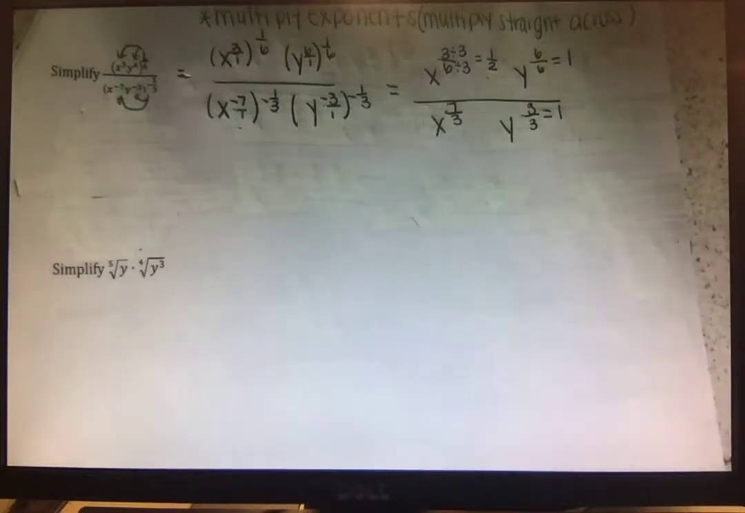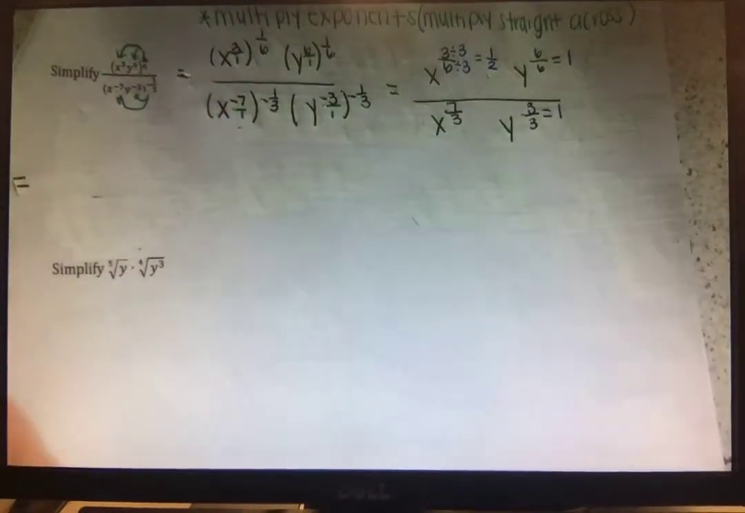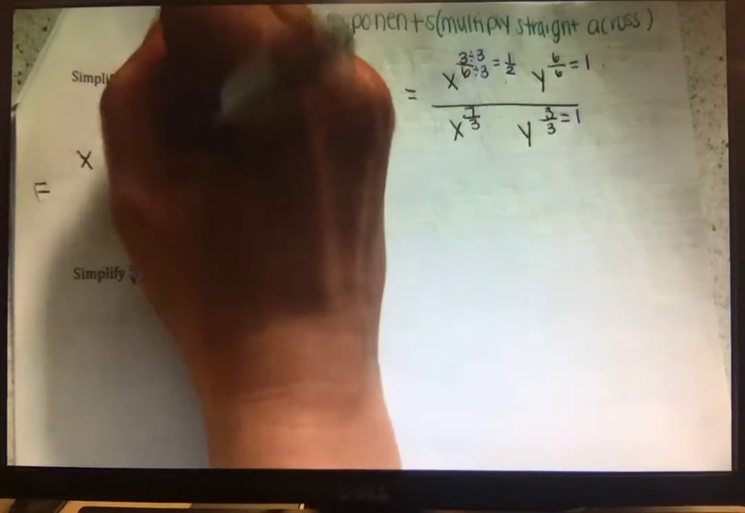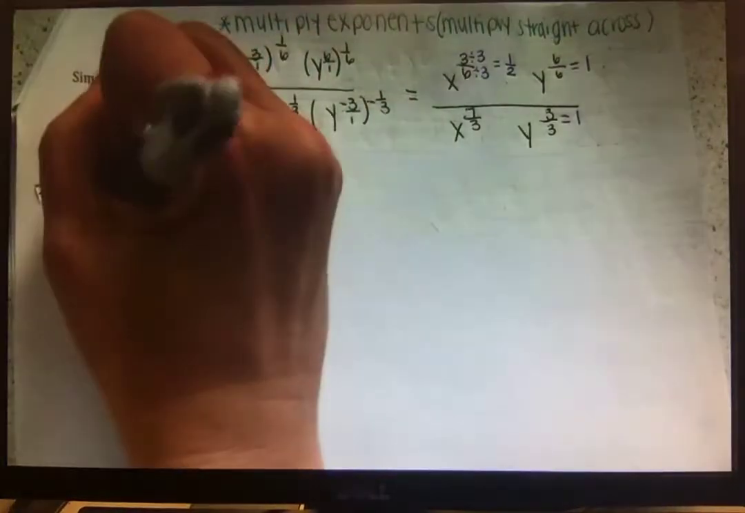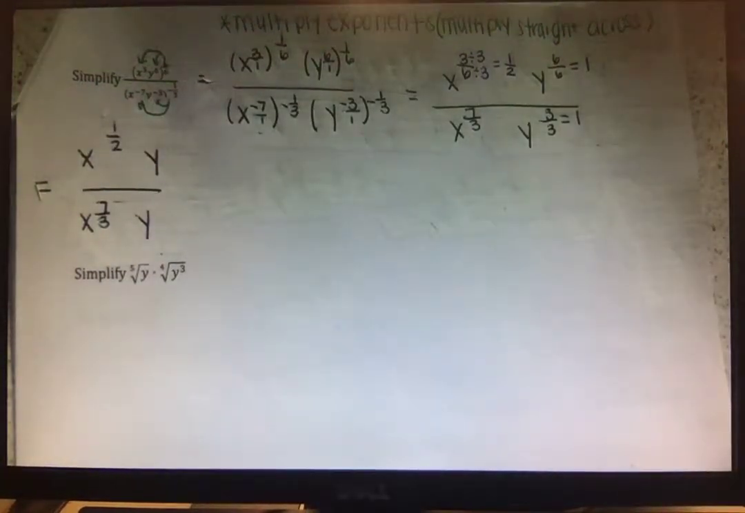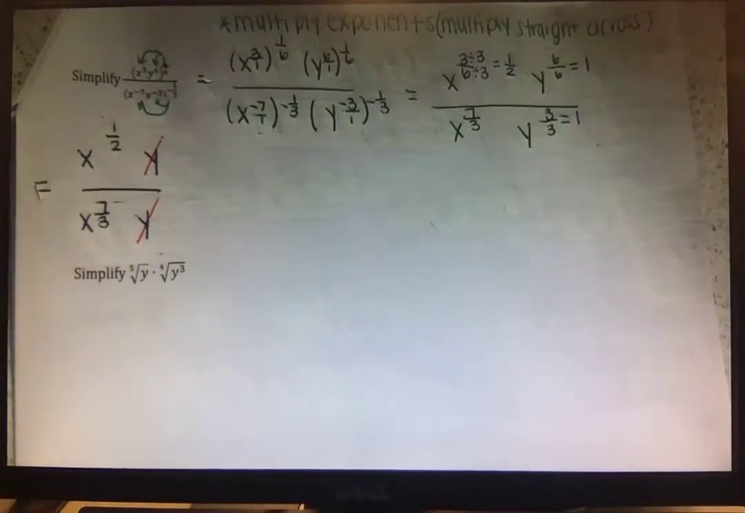So it still looks like a lot. So let's rewrite it over here a little bit simpler, a little bit nicer, a little bit neater. So we're left with x to the 1/2 power, y to the 1st, which is just y, over x to the 7/3 power, y to the 1st, which is just y. So if you notice, y divided by y cancel each other out. And we're left with x to the 1/2 power divided by x to the 7/3 power.